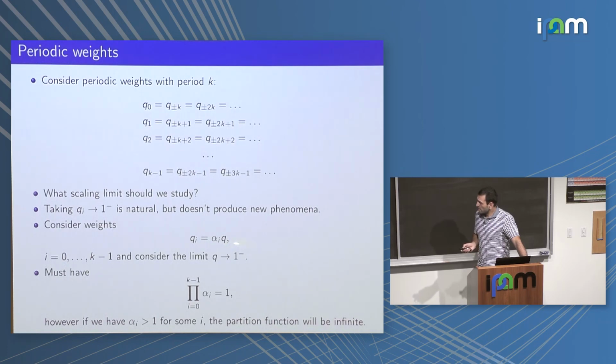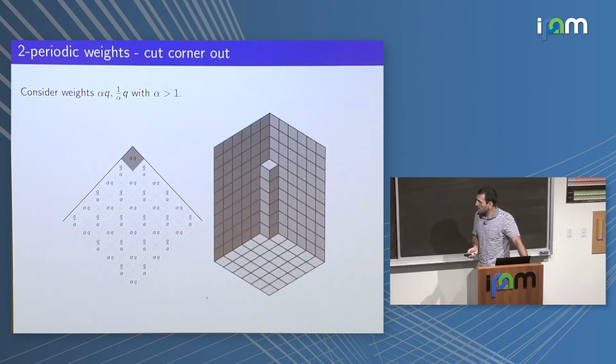So if q is less than 1, then the product of all the qi's will still be less than 1. And consider the limit when q goes to 1 and study that asymptotics. So you have the product of the alphas is 1, and q goes to 1 from below. But it turns out that because we're looking at these unbounded plane partitions, so our configuration space is infinite, this turns out to be problematic.